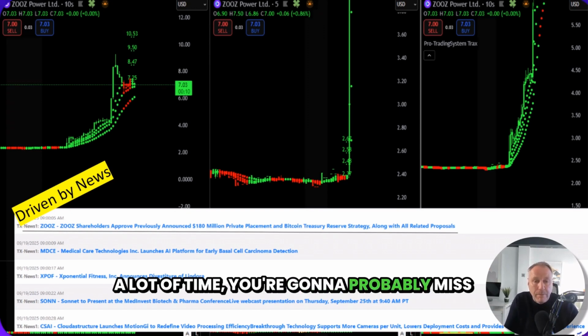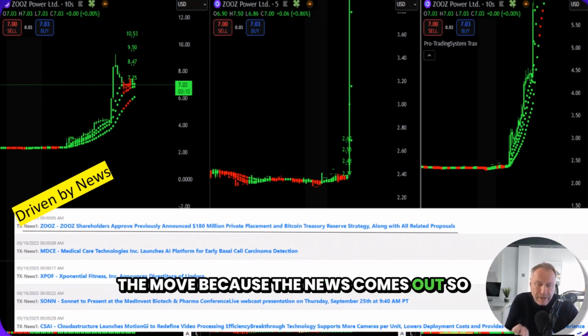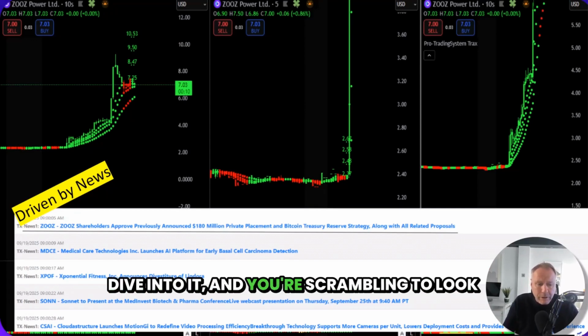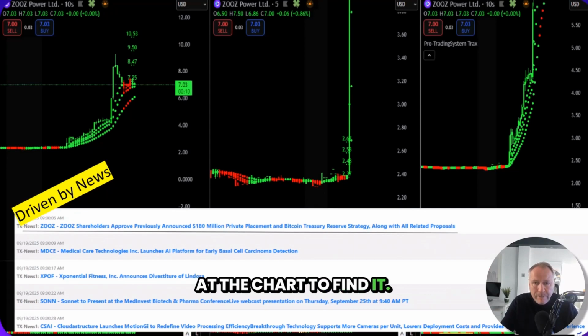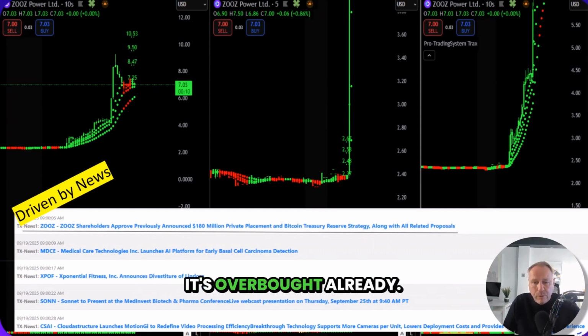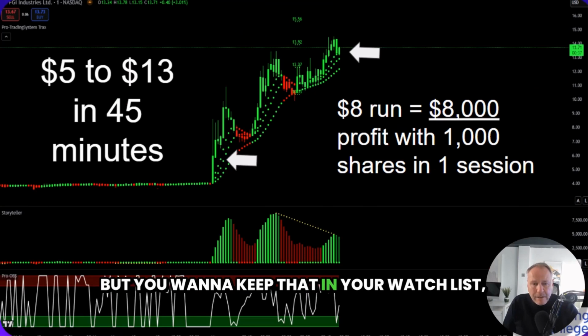A lot of the time, you're going to probably miss the move because the news comes out so quick, and all the algorithms and traders dive into it, and you're scrambling to look at the chart to find it, and it's gone already. It's extended already, what we call it. It's overbought already. But you want to keep that in your watch list, okay?